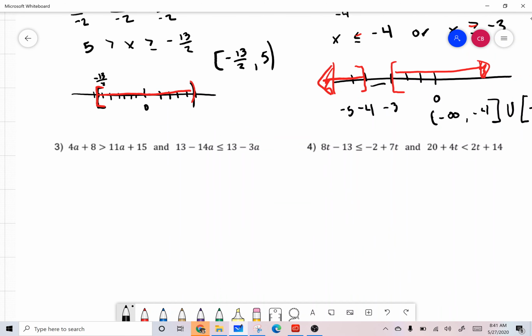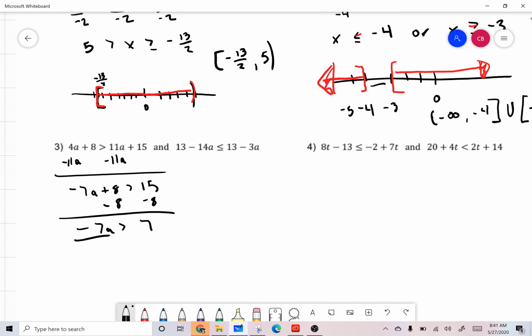Okay. We go to the next ones. We'll do one more, and then we'll move on to the absolute value inequalities. So I'm going to subtract 11a. Negative 7a plus 8 is greater than 15 minus, oops, minus 8. Negative 7a is greater than 7. Divided by negative 7, a is less than negative 1.